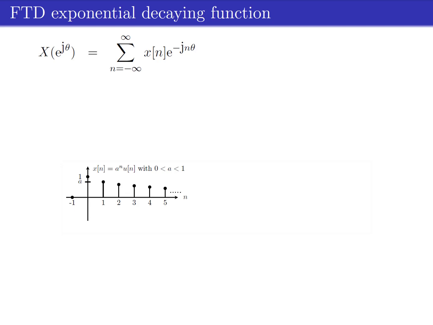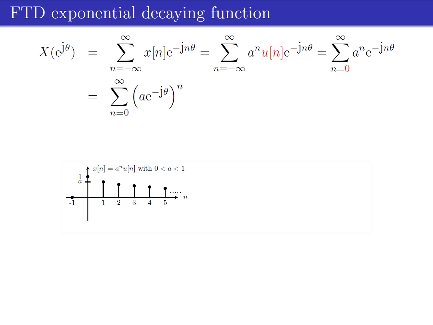In this figure, the parameter a is a real positive number in the range between 0 and 1, and u[n] is a unit step function. Using the mathematical description of this function in the FTD definition results in the given summation, which starts, because of the unit step function, with index n is 0.